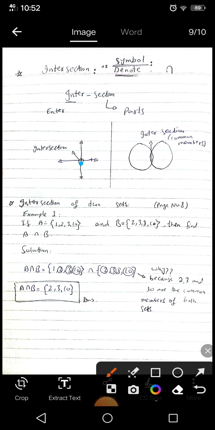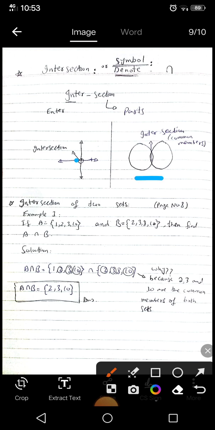What did I say? At this center point, both lines are intersecting each other. Both lines are crossing each other, and that's why this point is called intersection. Let's move to the second diagram.